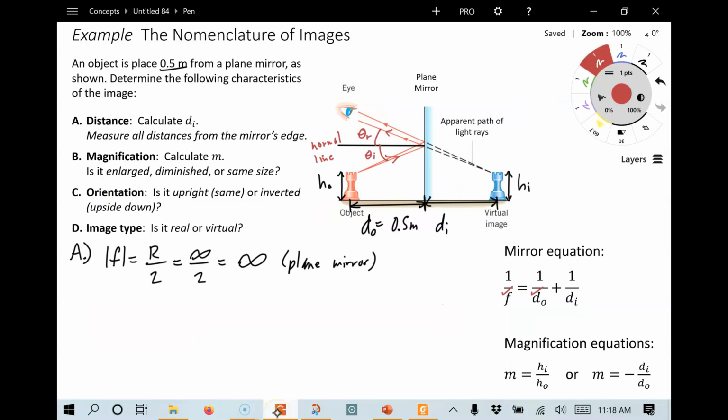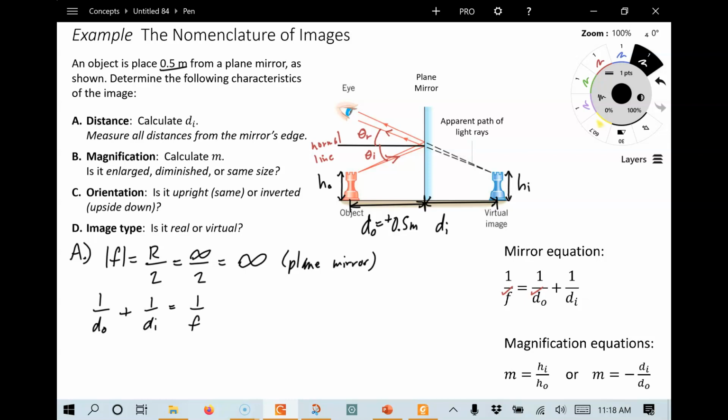And now we can go ahead and use this. So this is a positive value, to go ahead and calculate the value for DI. So let's use the equation. I'm going to go ahead and write it, just switching the order. So 1 over DO plus 1 over DI equals 1 over the focal length.